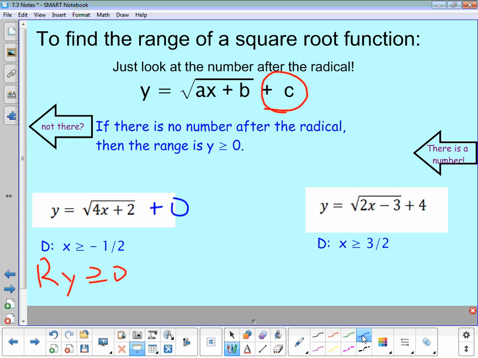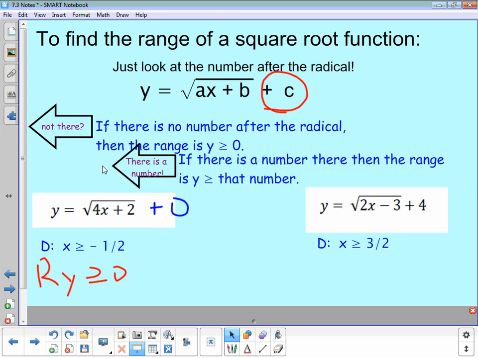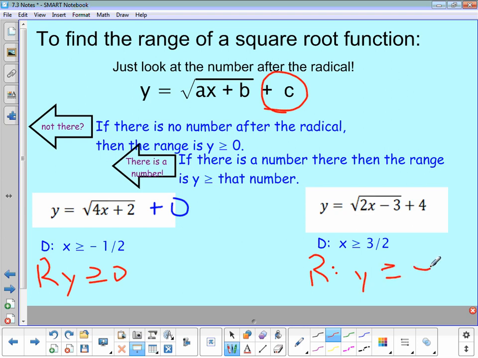For the second example, we did have something behind it. There was a number behind it. And when there is a number behind it, it's just whatever that number is. So I'm going to take that number, and that's going to be my range. My range is going to be y, in this case, greater than or equal to positive 4. So that's my domain and range there.